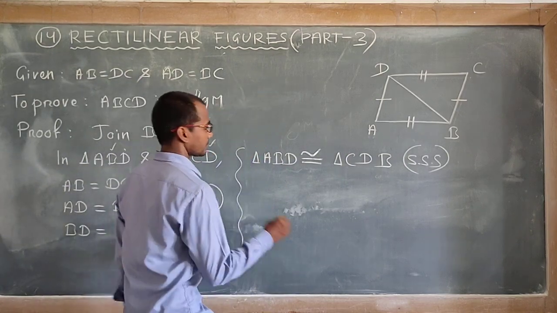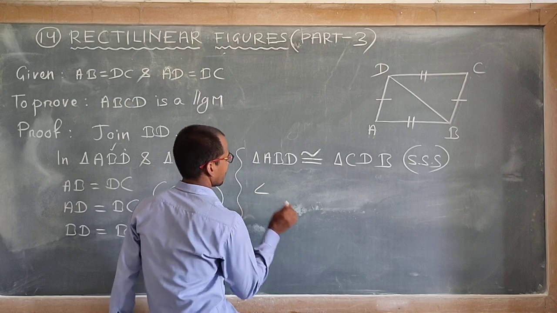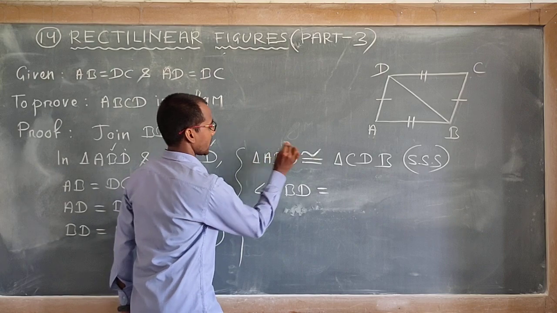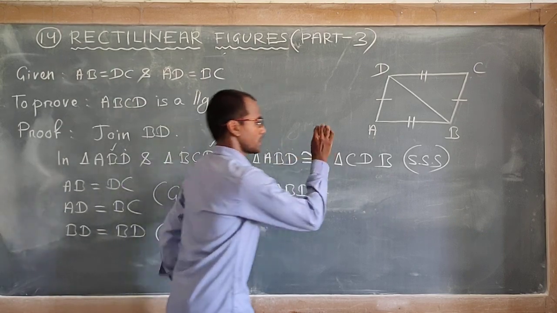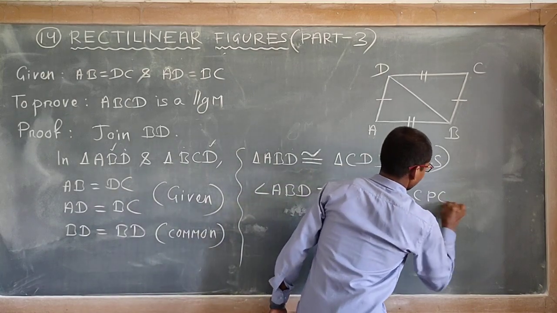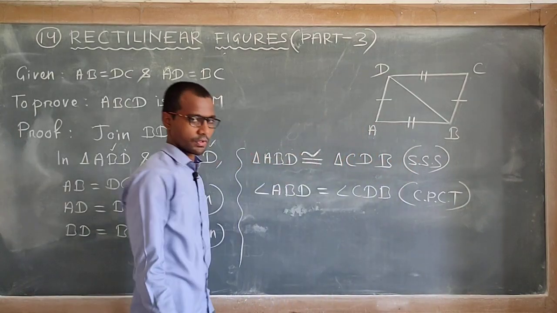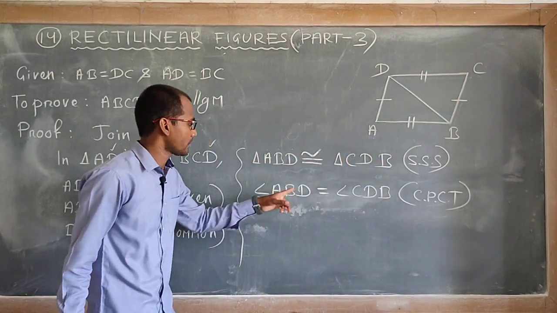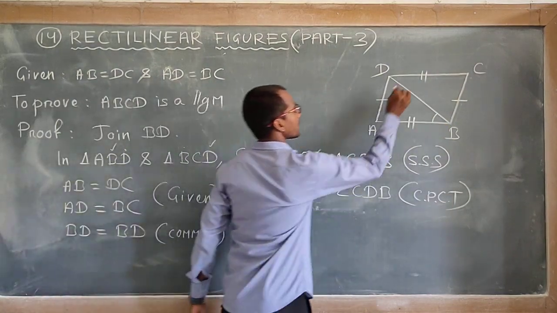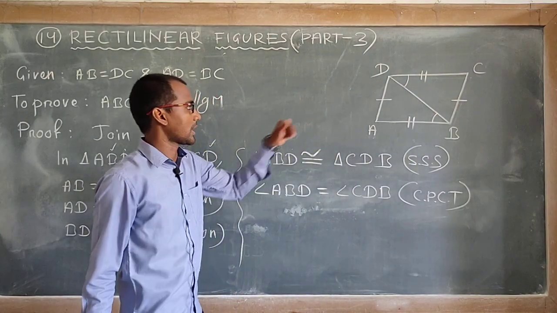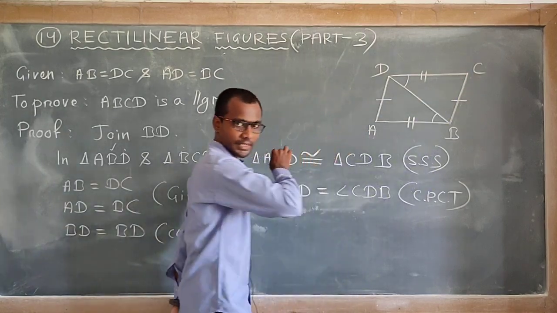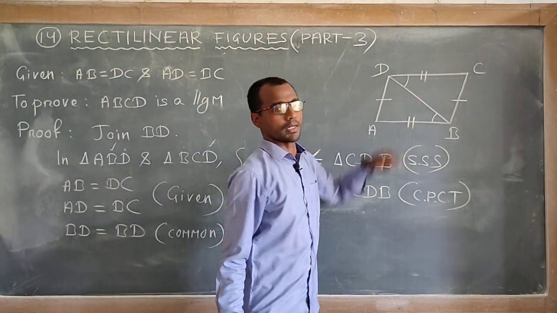After this, we can say angle ABD, 1, 2, 3, here also 1, 2, 3, angle CDB, by CPCT, corresponding parts of congruent triangles. So let us see which two angles these are. Angle ABD means this angle. Angle CDB means this angle. So these two angles are equal. But you can see they are forming a Z shape. That means AB must be parallel to DC.